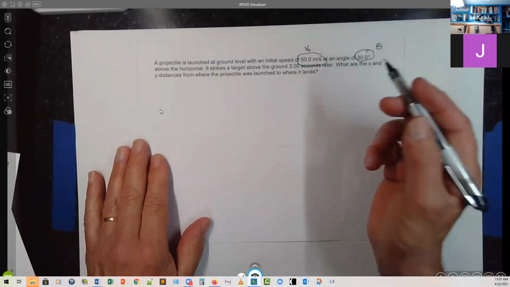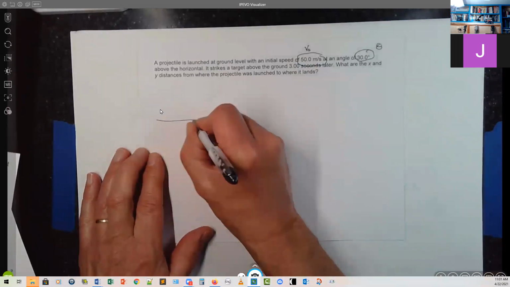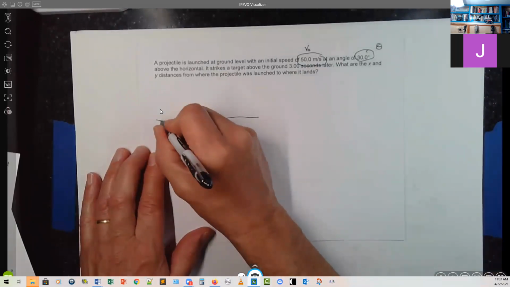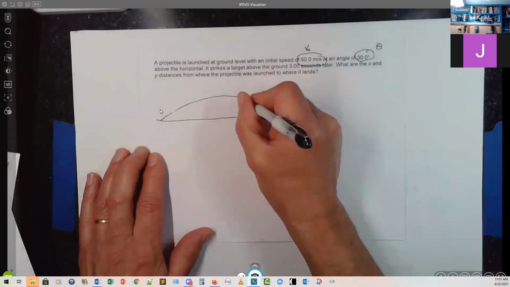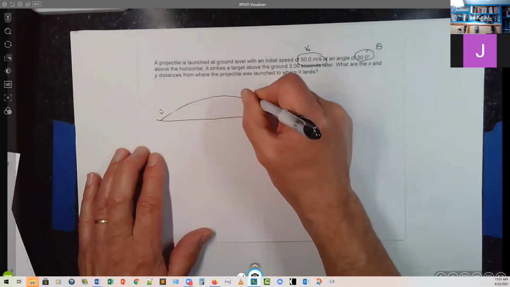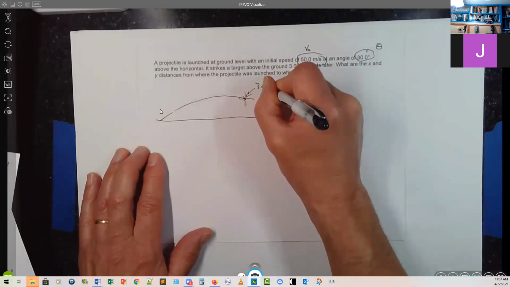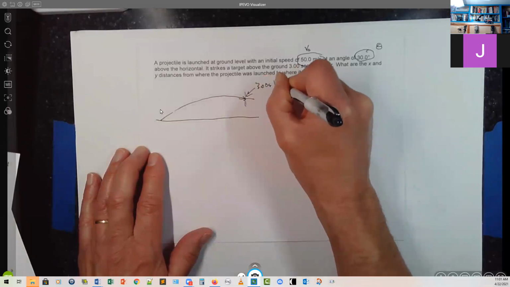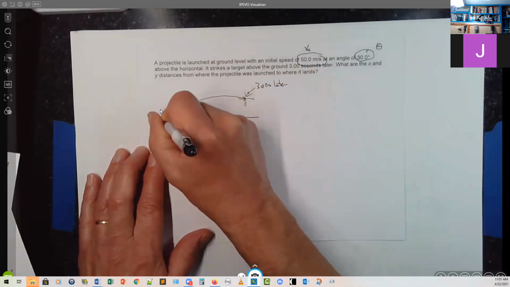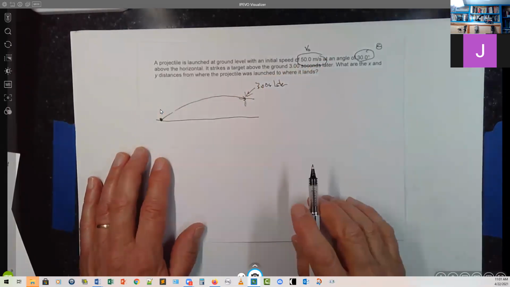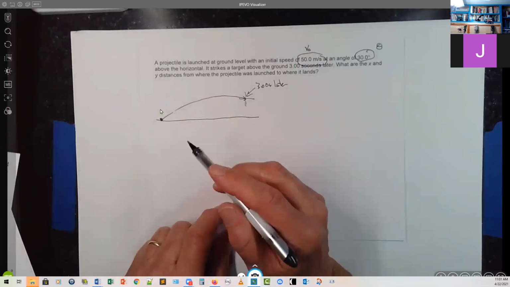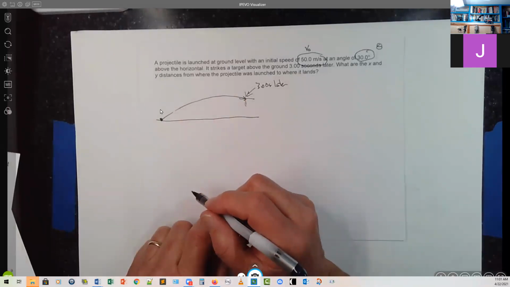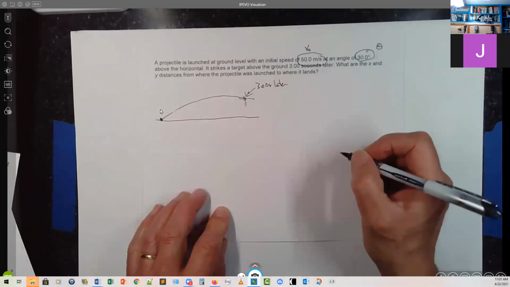Well, we can make a sketch. Never hurts to do that. So the thing is launched initially, and it's going to have some kind of travel like that. And this will be 3.00 seconds later. Okay, here's the initial position. Now, I didn't do something I'm supposed to do whenever I recognize that it's a projectile motion problem, and that is write down my equations. So I'll do that right now.